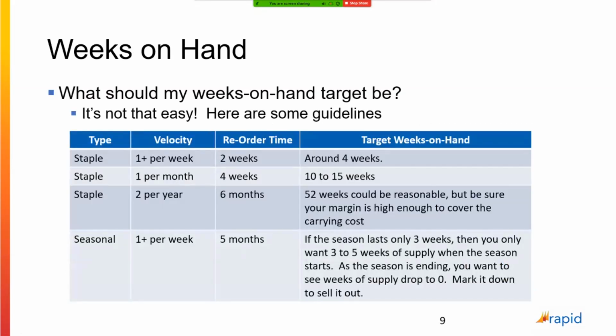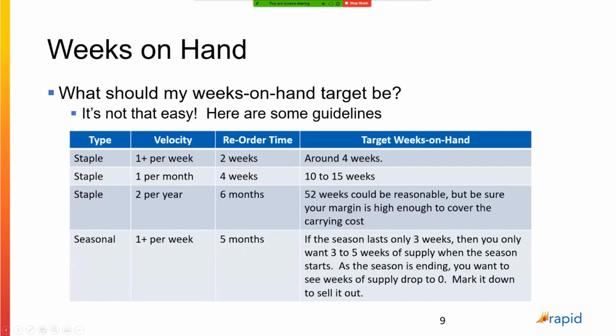Now, one of the first things that people ask me when I present this kind of thing is they come back to me and say, what should my weeks on hand target be? And that's not easy. I can't just say, hey, you need to have a weeks on hand that's under 20. It doesn't work that way. Your weeks on hand differ depending upon the attributes of the product. So let's talk a little bit about that.